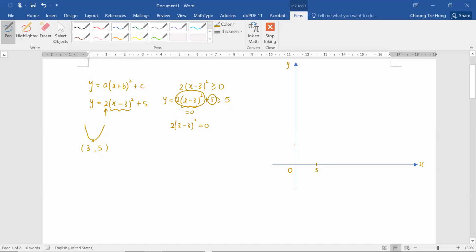Okay, then 5 is somewhere here. Then the minimum point will be at (3, 5). So this will be the minimum point. Okay, so this is (3, 5). We know that it's a smiley face, so it's going to curve outwards this way.